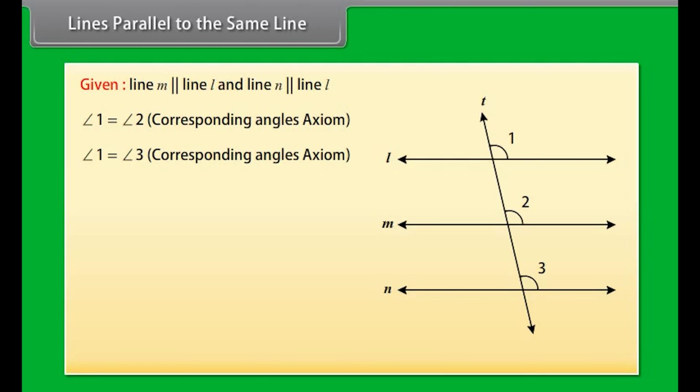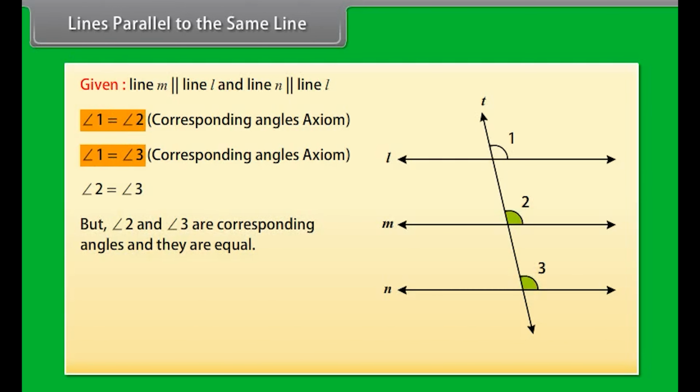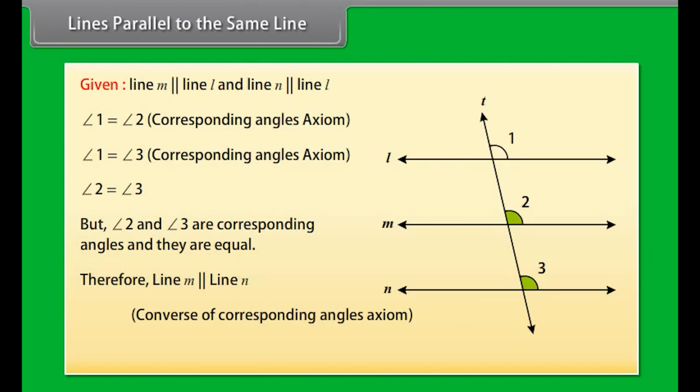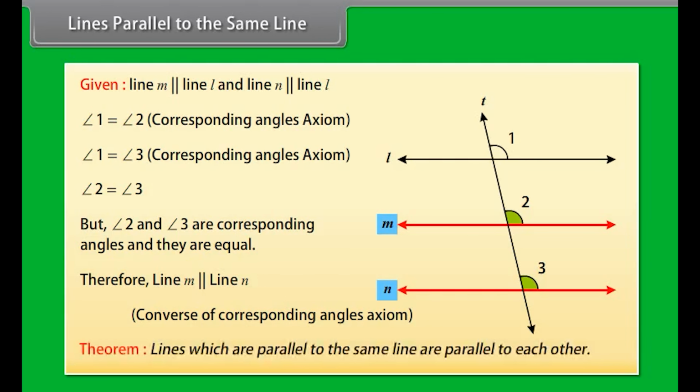So from these two, we can say that angle 2 is equal to angle 3. But angle 2 and angle 3 are corresponding angles and they are equal. Therefore, by using the converse of the corresponding angles axiom, we can say that line M is parallel to line N. And this result can also be stated in the form of a theorem. Lines which are parallel to the same line are parallel to each other.